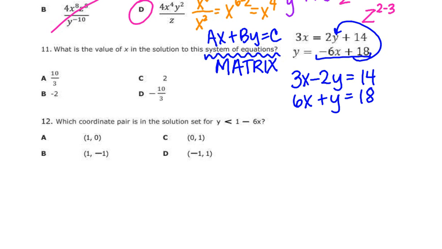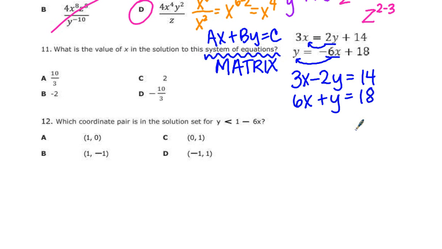Alright, so I went ahead and fixed them up to put them into standard form. All I did was subtract the 2y. This guy, I subtracted him over to the other side, so I was left with 3x minus 2y equals positive 14. And then for this one, I just needed to move the 6x over by adding 6x to both sides, so we get positive 6x plus y equals 18.